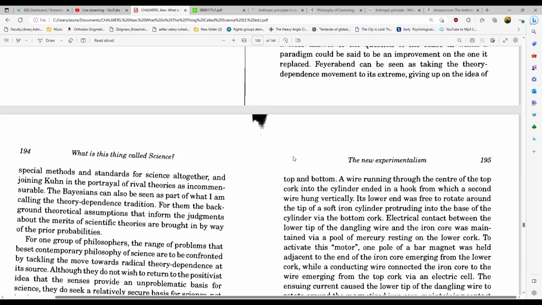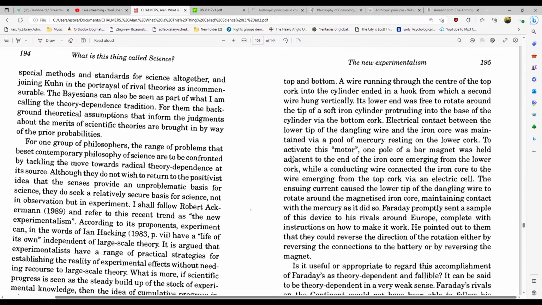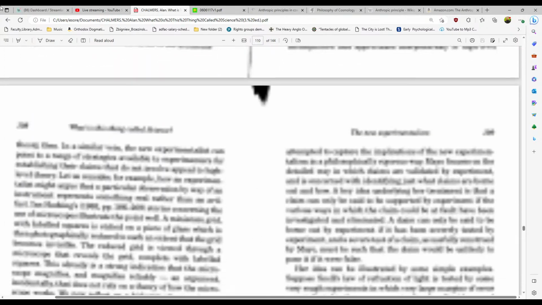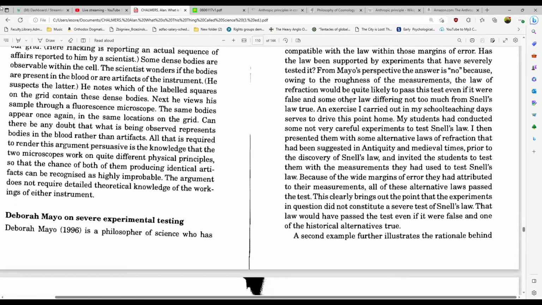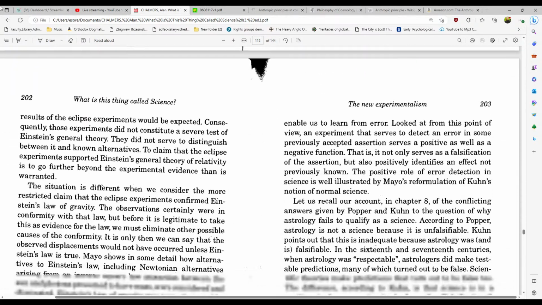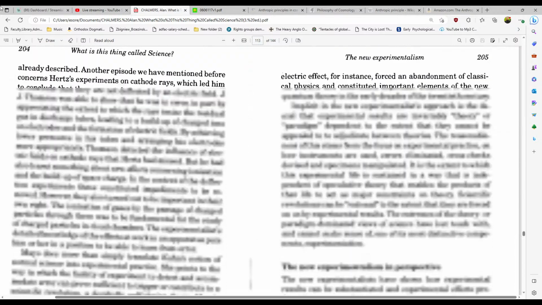Okay, so the Bayesians can also be seen as taking part in what I'm calling the theory dependence tradition. But for them, the background theoretical assumptions that form the judgments about merits of scientific theories are brought in by prior probabilities, and then we saw all the problems with that. Okay. And then we got to Deborah Mayo's new experimentalism that had this severity, the test of severity, if you remember that. But that doesn't leave us in much of a better situation.